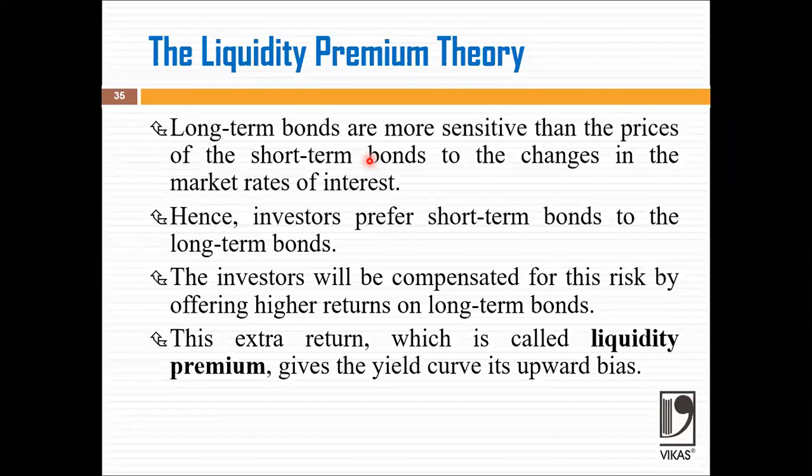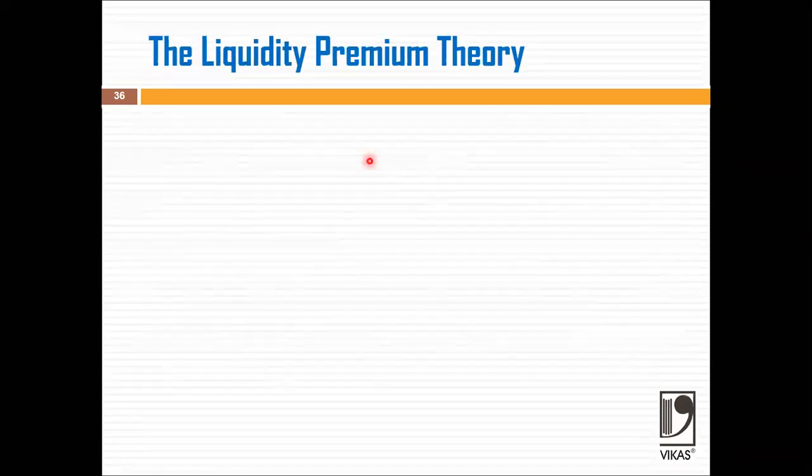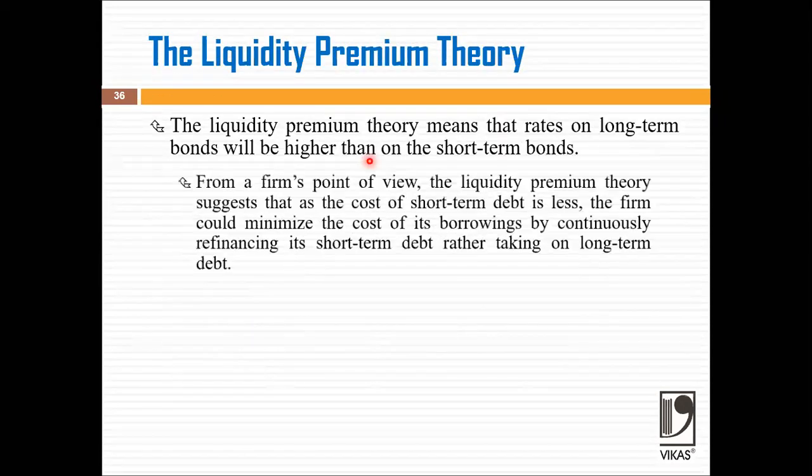The extra return is called liquidity premium. They have sacrificed their liquidity, so the bond issuers give an additional return to the investors. That is called liquidity premium. It gives the yield curve its upward slope. A liquidity premium theory.